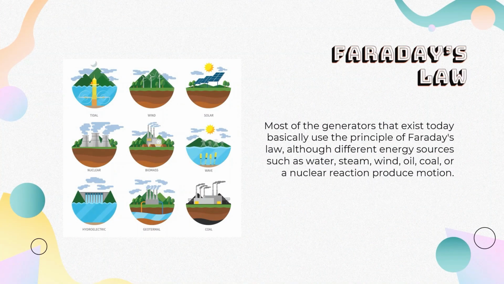Most of the generators that exist today basically use the principle of Faraday's law, although different energy sources such as water, steam, wind, oil, coal, or a nuclear reaction will produce the motion. Every power plant uses the same concept, moving the turbine. The only difference is that the energy that drives the turbine can be water, wind, coal, or something else.